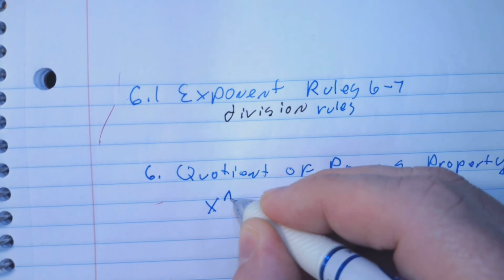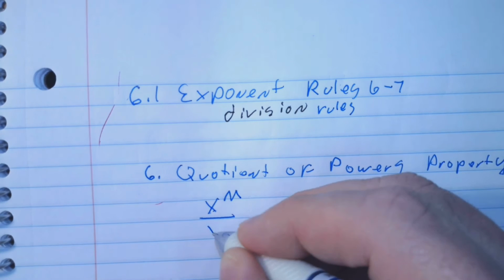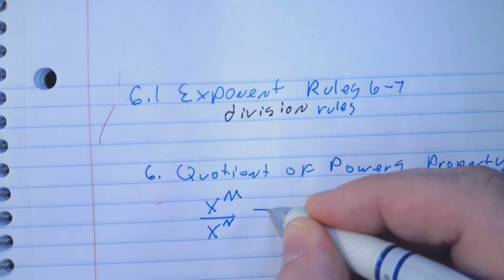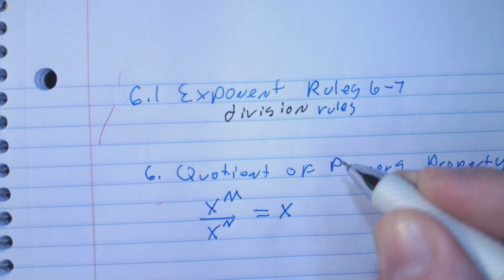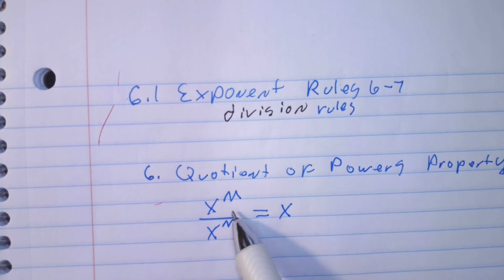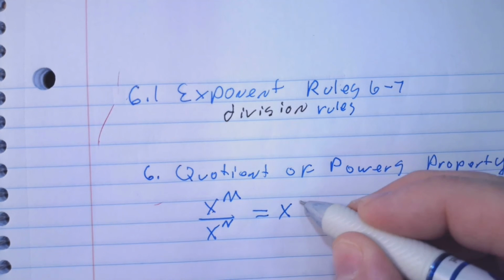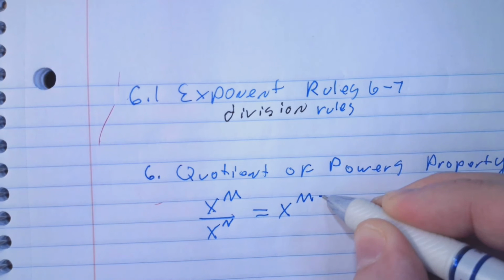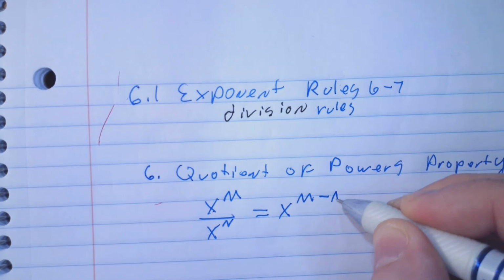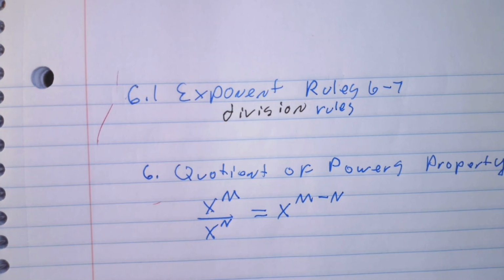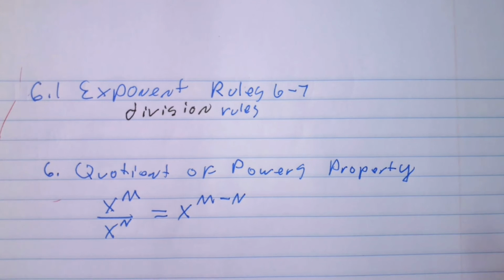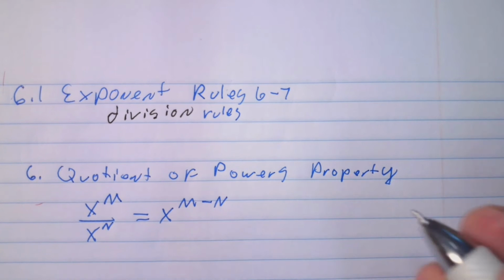X to the m over x to the n is going to equal x. Well, when we multiplied them, didn't we add the exponents? So if we're going to divide them, what should we do to the exponents? We subtract them, right? Okay, I'm going to do a problem for you, and I'm going to do it basically 7th, 8th grade style.